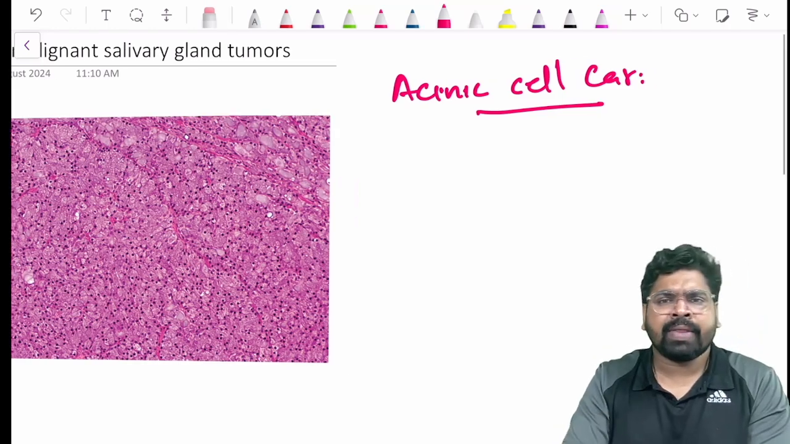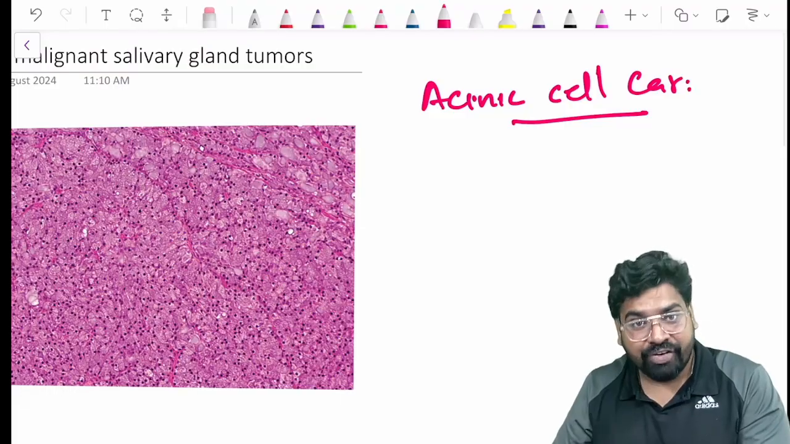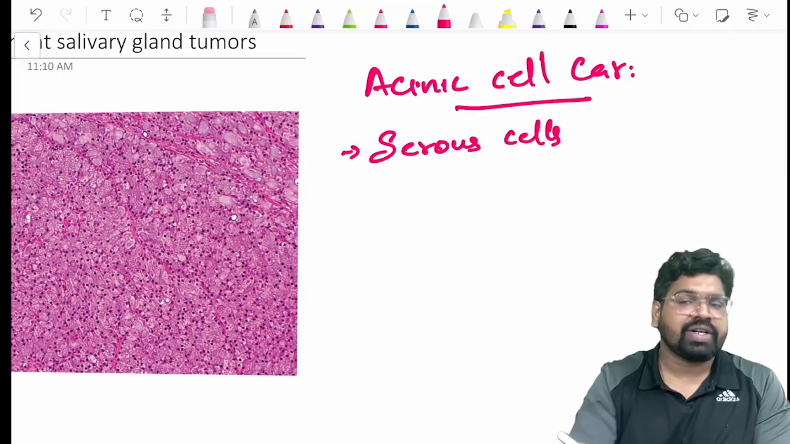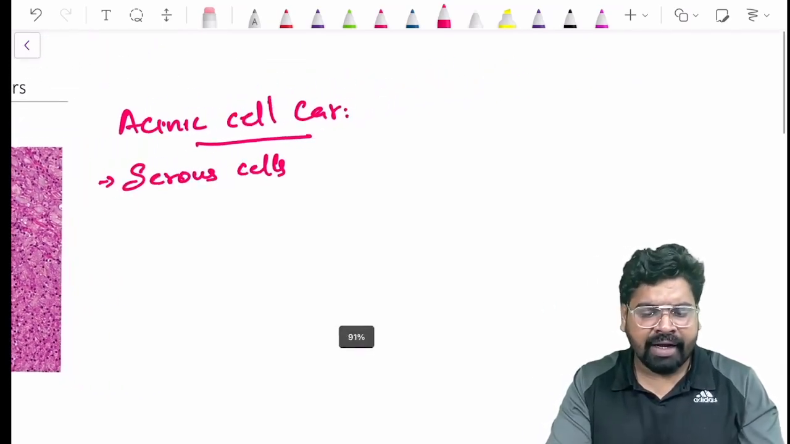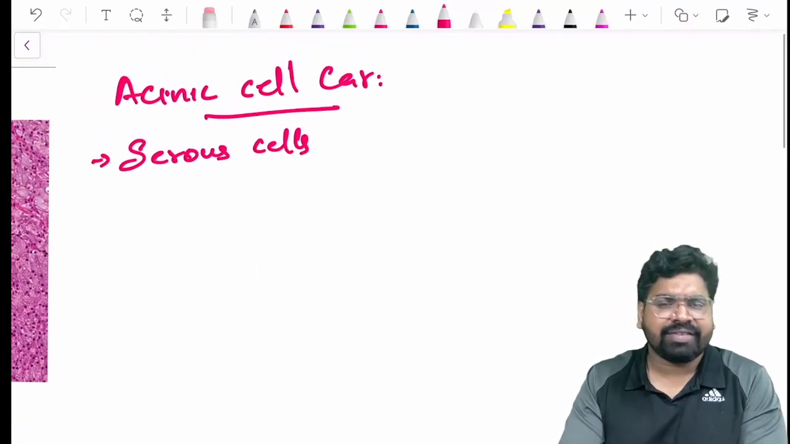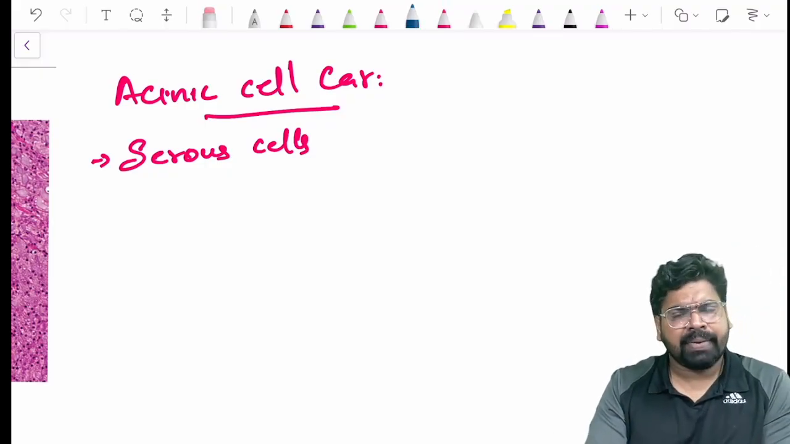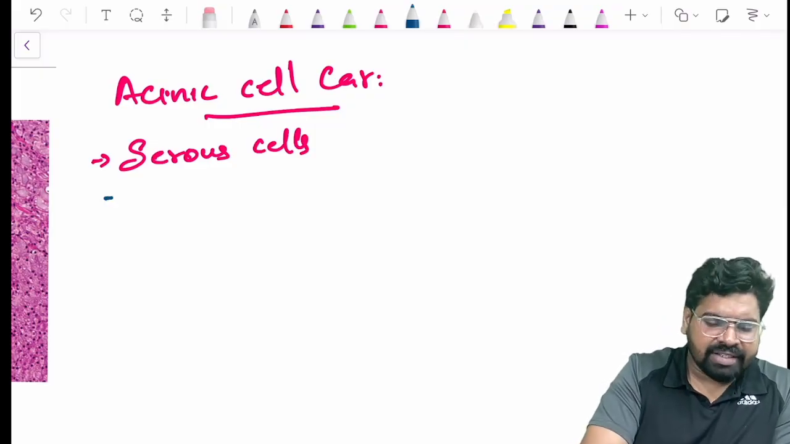Acinic cell carcinoma, as the name indicates, arises from the acinar cell. It is a monophasic tumor and it mainly arises from the serous cell. The serous cells are the cells causing this acinic cell carcinoma. Now, a basic fact about acinic cell carcinoma is that it is considered a low-grade tumor, but it is not that low-grade actually.